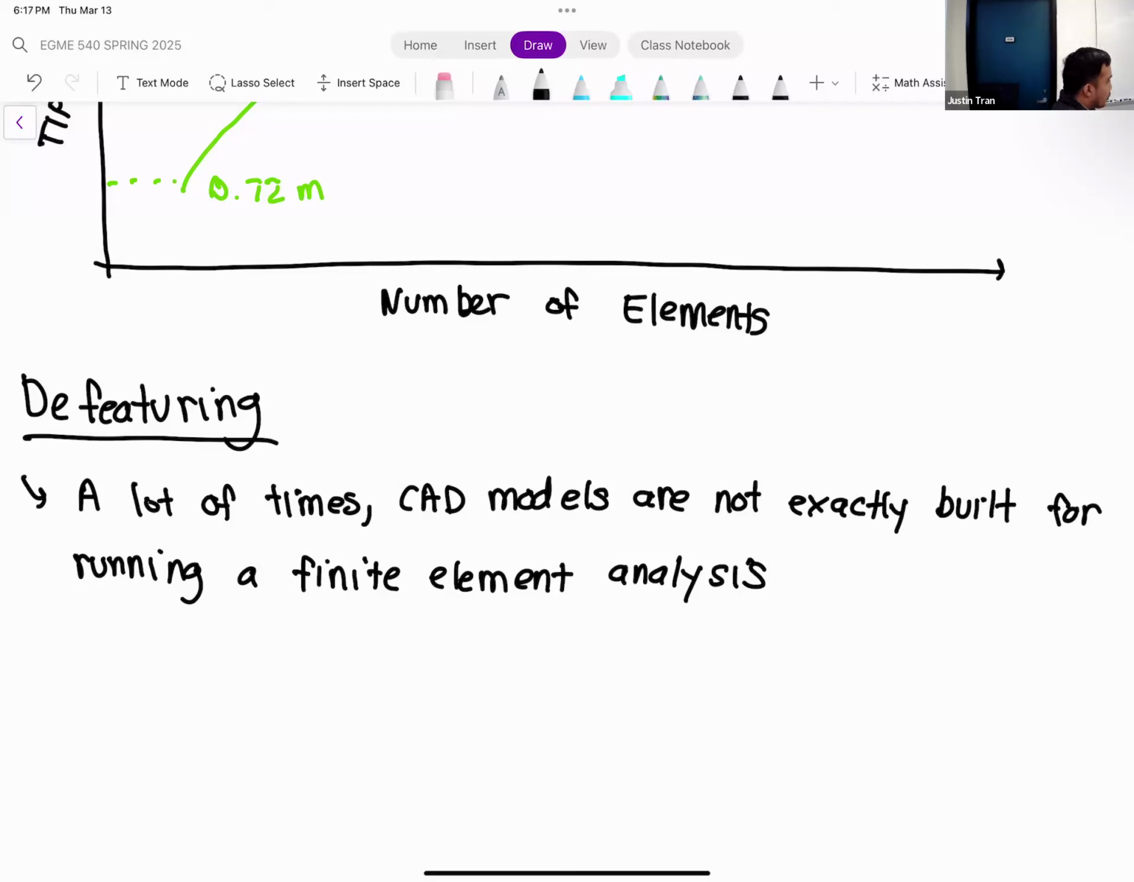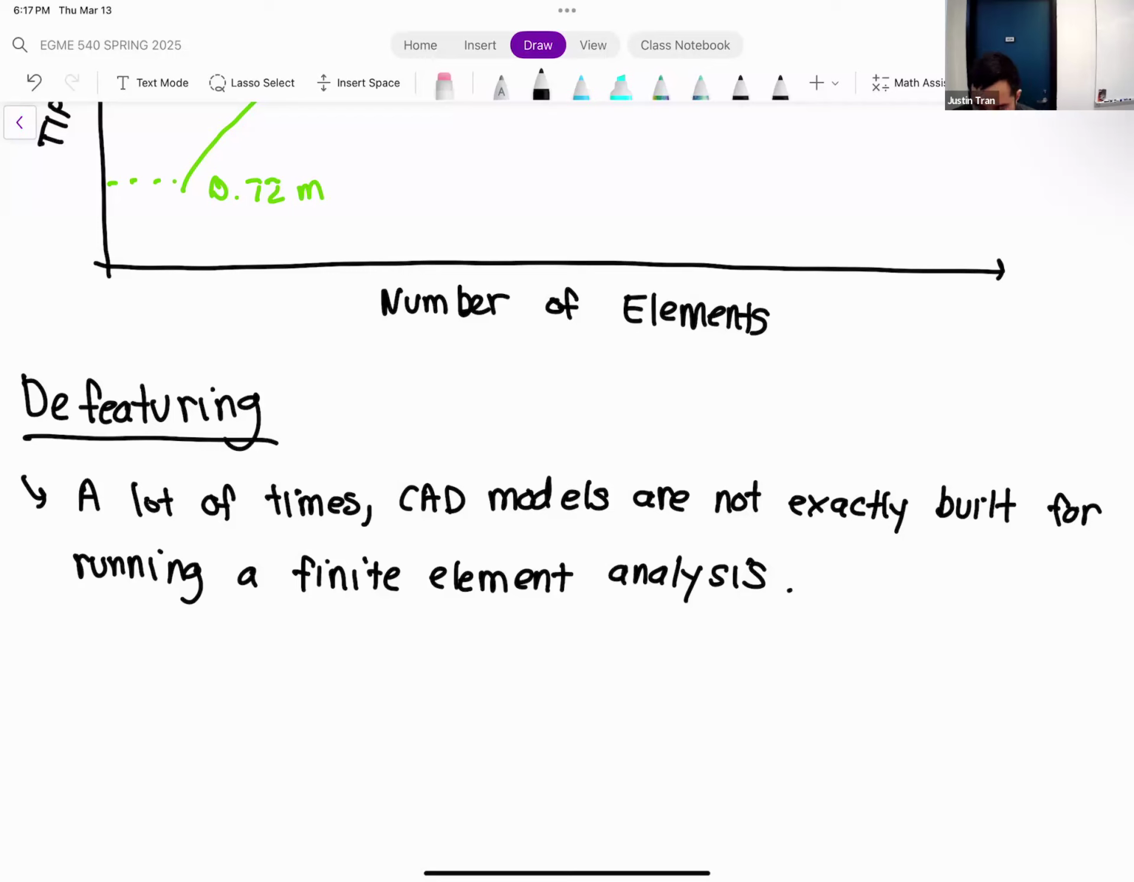Because a lot of times, when you create a CAD model for another purpose, either for manufacturing, maybe you're making technical drawings for someone to manufacture a part, or maybe you're creating a mock-up to present to designers, these often produce a lot of extra things that are not needed in the finite element analysis. And sometimes, these extra things can actually harm your finite element analysis as well.